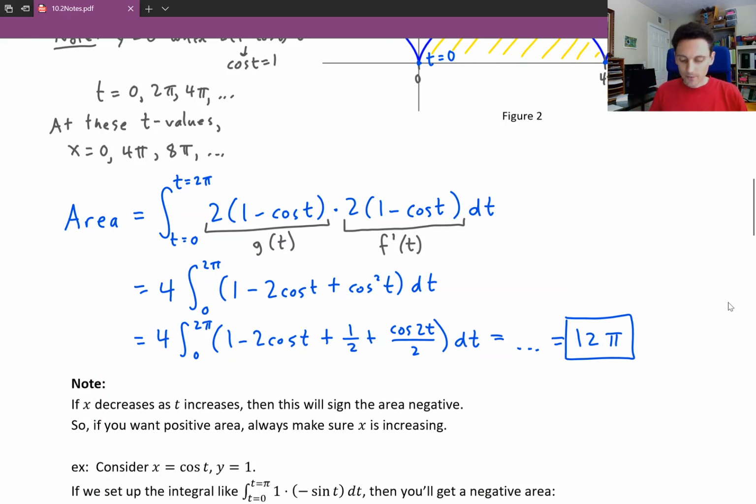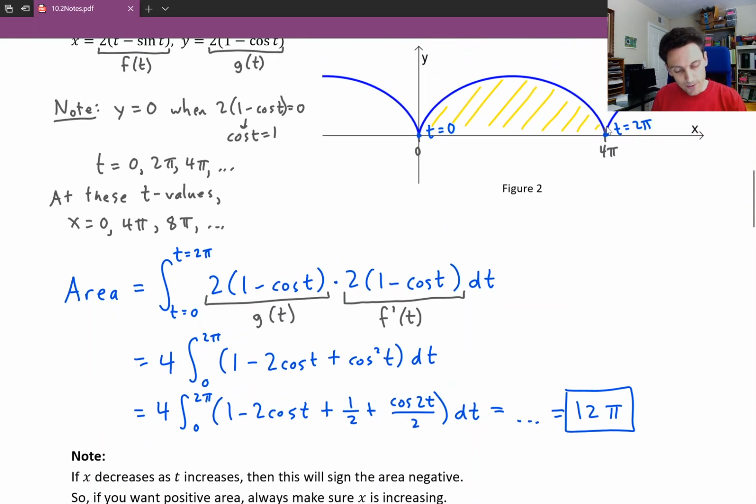Now one final note before we leave net area. If x is decreasing as t increases, then this is going to sign the area negative. So in other words, if you have your parametric curve, and t is going from 0 to pi, if the curve is moving to the left, then your area is going to be signed negative, assuming that all these y values are positive.